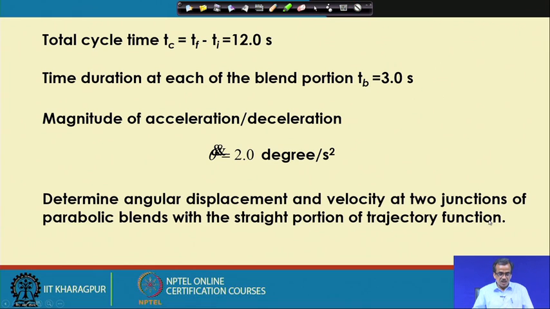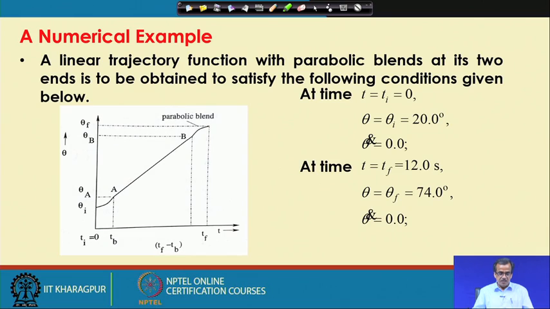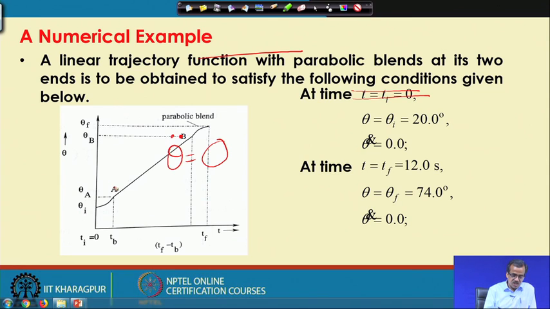Now, I will have to find out the angular displacement. So, determine the angular displacement and velocity at the two junctions, A and B, of the parabolic blend with the straight portion of the trajectory function. If you see that earlier picture, our aim is to determine the displacement and velocity at the 2 points, that is, point A and point B. So, I will have to find out the displacement as well as the velocity.